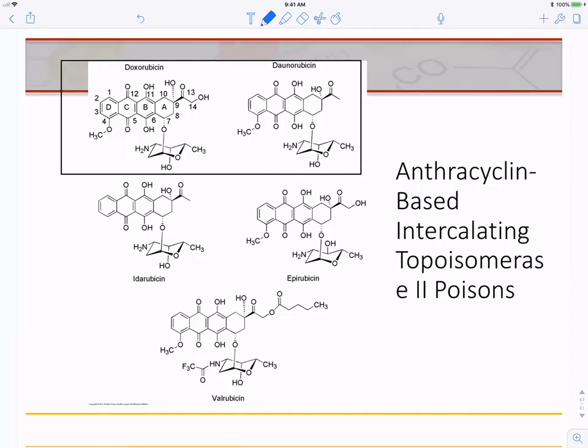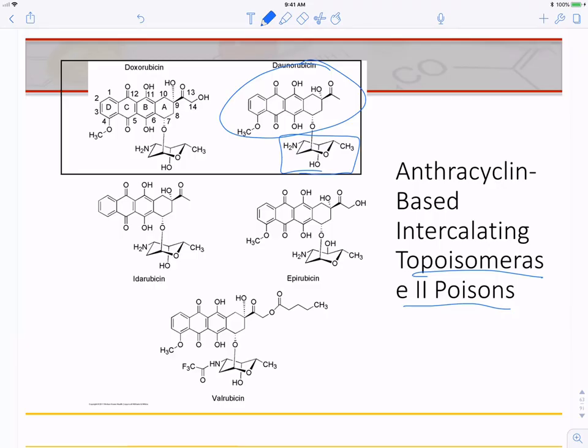Similar to that, we have other antibiotics. And so those are topoisomerase 2 poisons. So what they do again is they intercalate and stall, basically, the complex when the DNA is already cleaved. So same concept, they have a flat ring, and then in this case there is a sugar that helps with binding to DNA and stabilizing the complex.